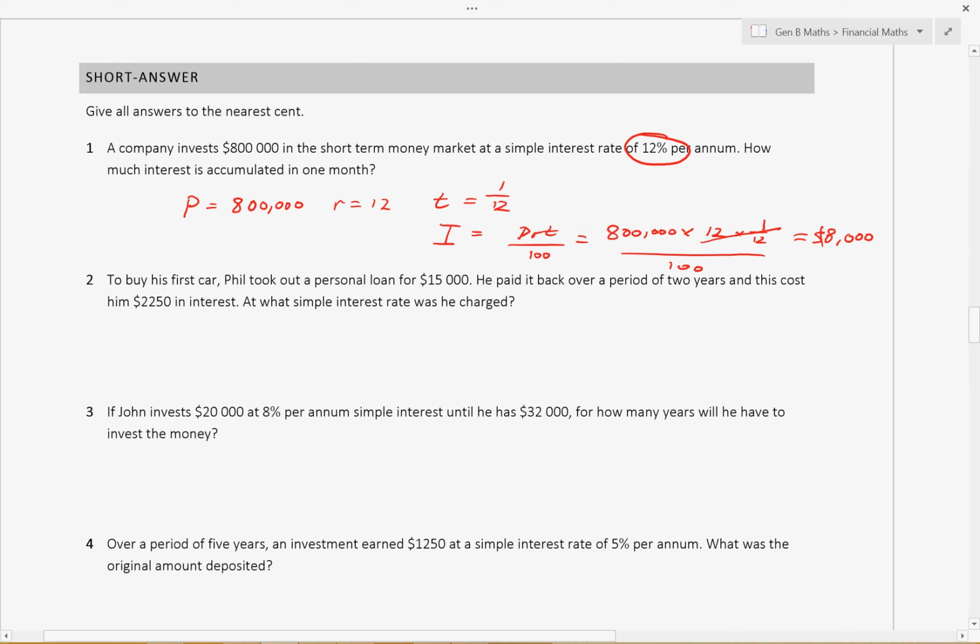Now you could have worked out interest in a year. You could have done this where this is times 1, and then you would have had to divide it by 12 anyway. You could do that, but just to save yourself time, I've shown you my way.